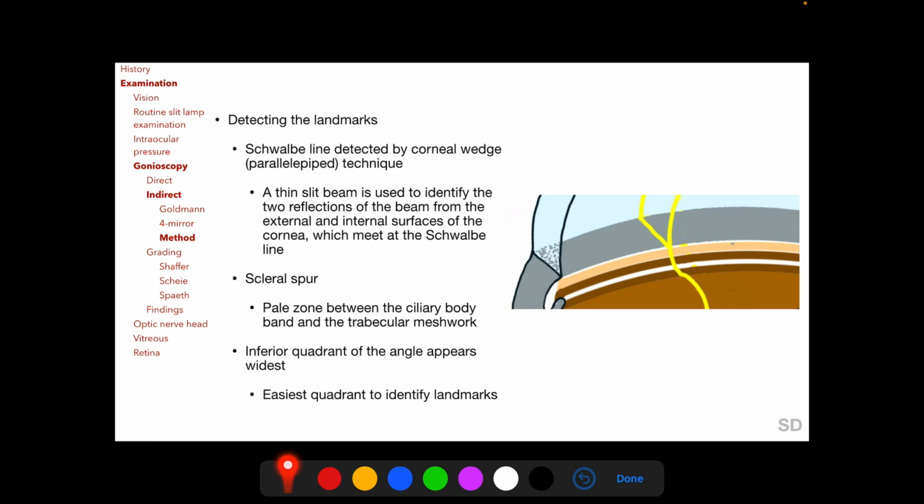The parallel piped technique to locate the Schwalbe's line is to project a thin slit beam to identify the two reflections, one from the external surface of the cornea and the corneoscleral junction, and one from the endothelial surface of the cornea. The point where these two reflections meet is the Schwalbe's line. And the inferior quadrant of the angle usually being the widest quadrant of the angle, it is easiest to identify the landmarks in this portion of the angle.